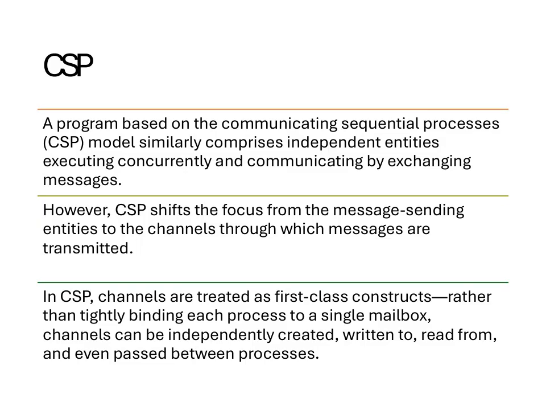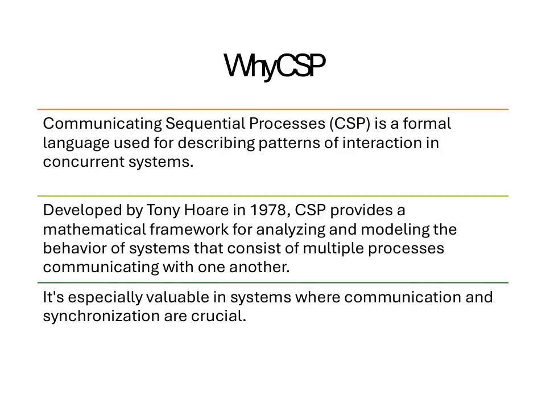In the communicating sequential processes model, programs consist of independent entities that run at the same time and communicate by exchanging messages. The key difference here is that CSP shifts the emphasis from the entities sending messages to the communication channels themselves. Instead of each process being tied to a single mailbox, CSP treats channels as first-class objects. This means channels can be created separately, written to, read from, and even passed around between processes, offering much more flexibility in how communication is structured and managed within the system.